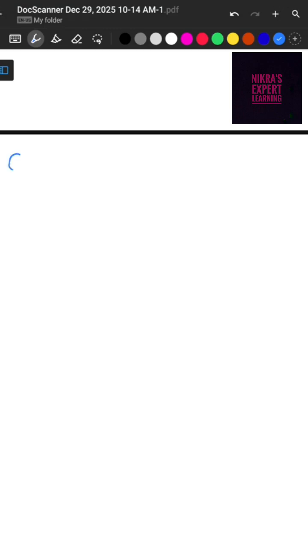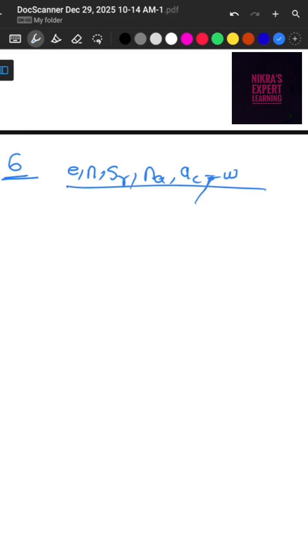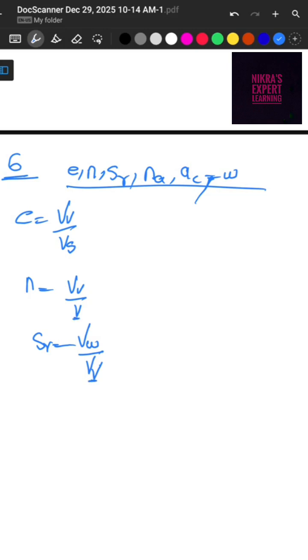So first we are having 6 definitions. 6 main definitions: e, n, Sr, Na, ac and w. Okay, these 6 definitions. e is Vv by Vs, with respect to solids. Porosity is Vv by V, and Sr is Vw by Vv. Okay, this is with respect to volume, this is with respect to voids.